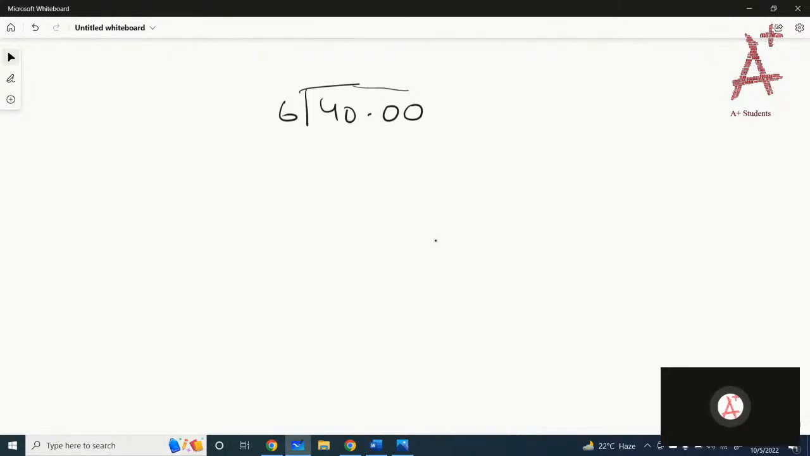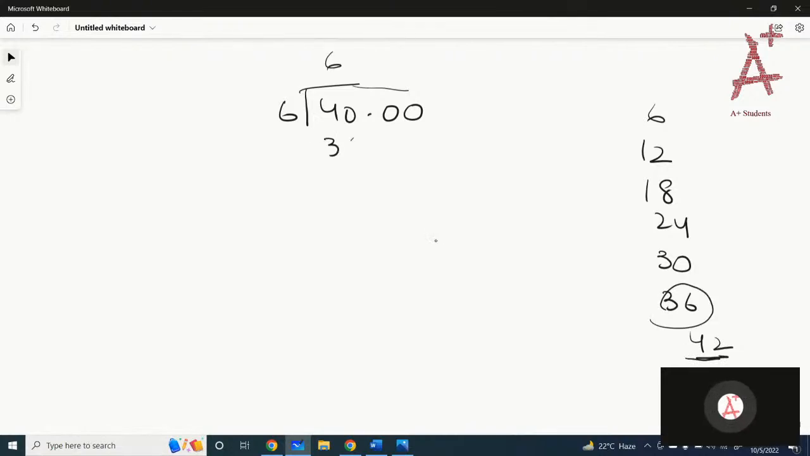So 6 times 1 is 6, 6 times 2 is 12, 6 times 3 is 18, 4 is 24, 6 times 5 is 30, 6 times 6 is 36, 6 times 7 is 42. So 42 is greater, so we can go for 6 times 6. 6 times 6 is 36. 40 subtract 36 is 4.